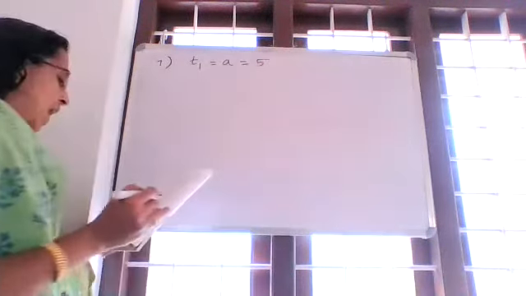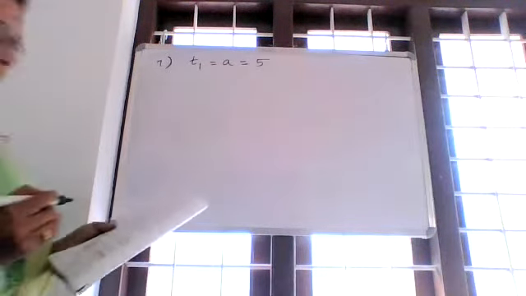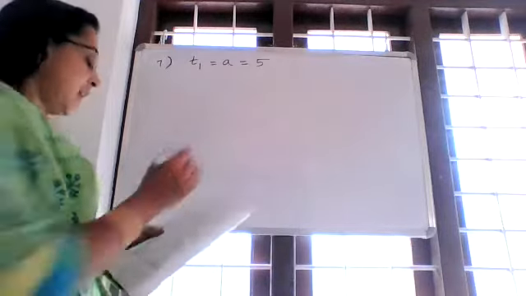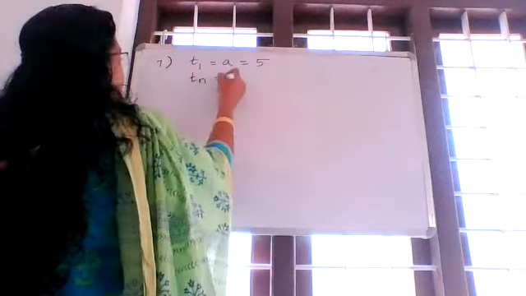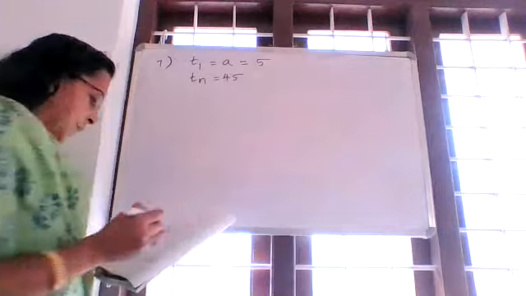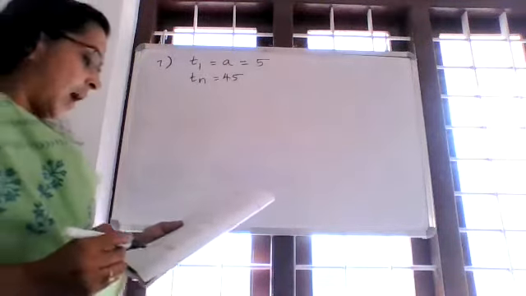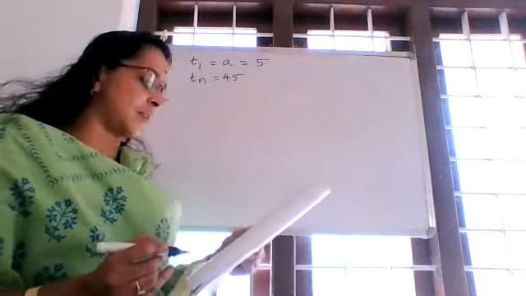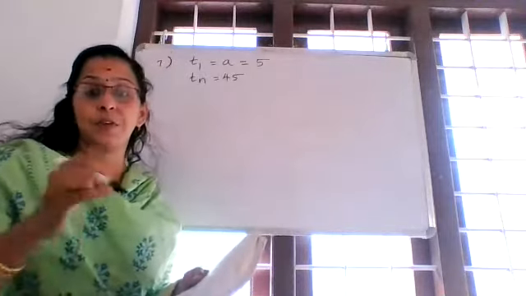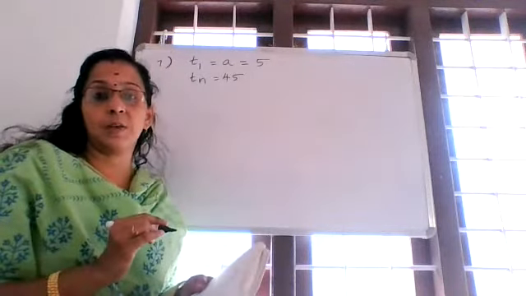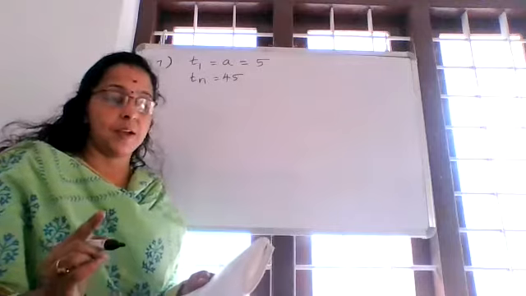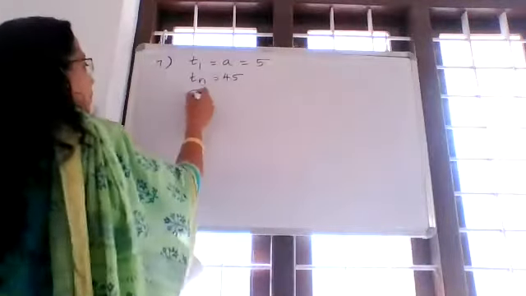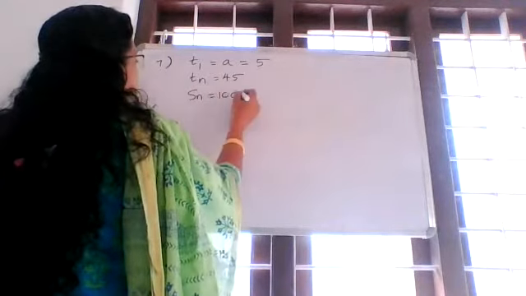Then last term is 45. Tn is equal to 45. And the sum of its terms is 1000. So how many terms are there? We don't know. Sn is equal to 1000.